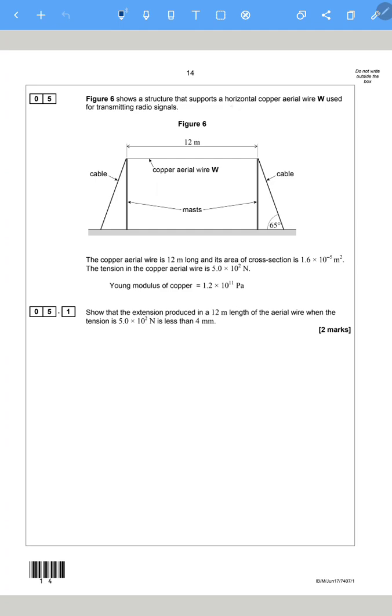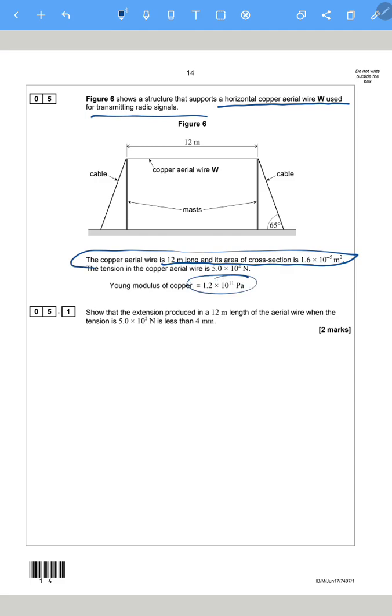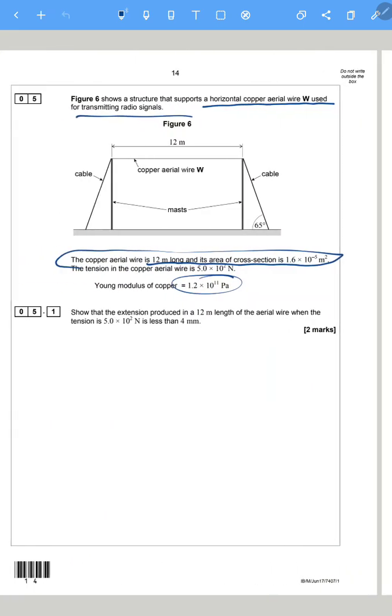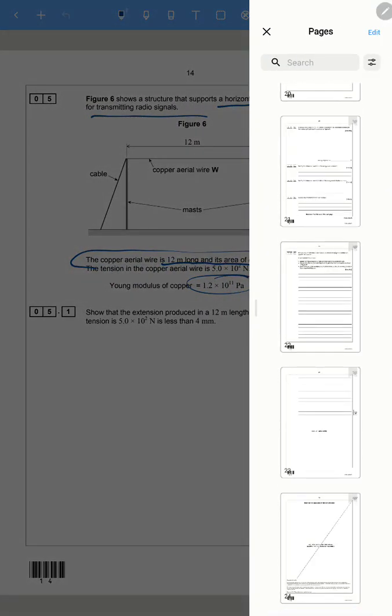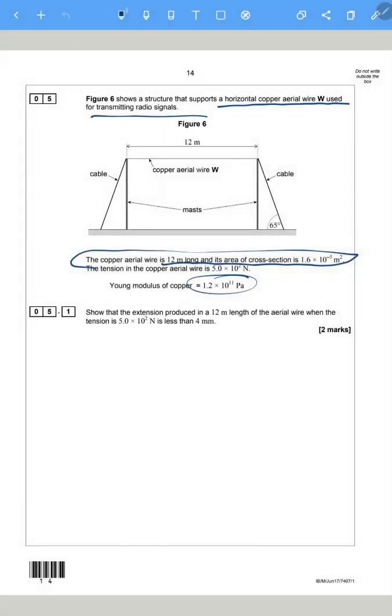Okay, what's next? Figure 6 shows a structure that supports a horizontal copper aerial wire W used for transmitting radio signals. The copper aerial wire is 12 meters long and its cross-sectional area and Young's modulus are that many pascals. So the extension produced in 12. How much of this do I have left? Oh no. Show that the extension produced in a 12 meter length of aerial is less than 4 millimeters. The hell?